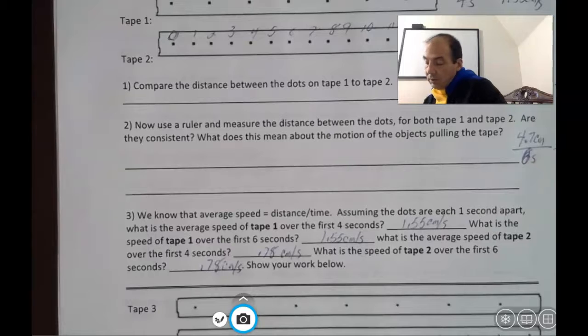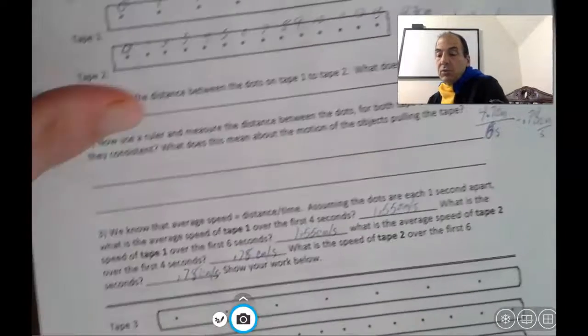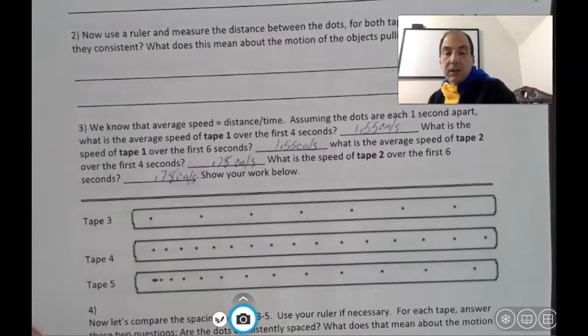Okay, so no, they're not consistently apart. And here, the first 2 dots are practically right on top of each other, and it's definitely getting bigger spacing. They are not consistent. So what does that mean about the motion? Well, this one is consistent, and consistent motion would really mean constant speed. So I know this object is moving at constant speed. This one seems to be getting a slightly bigger spacing as we go along.